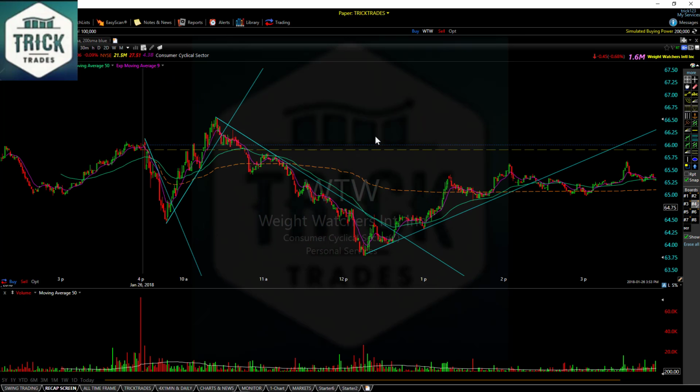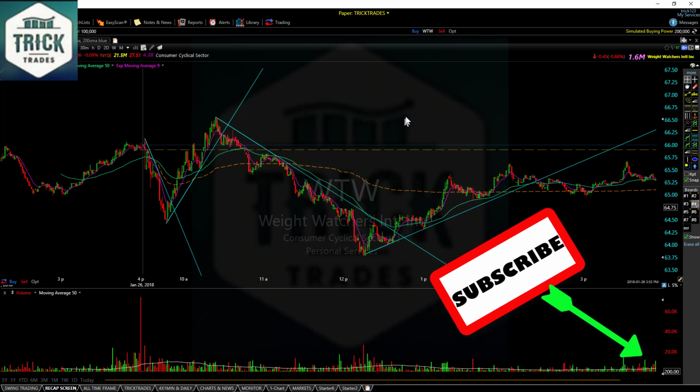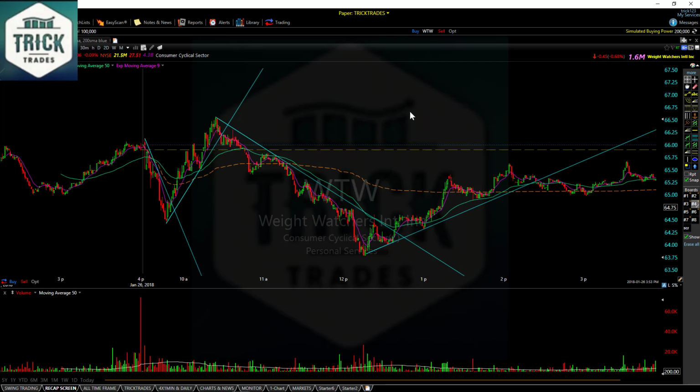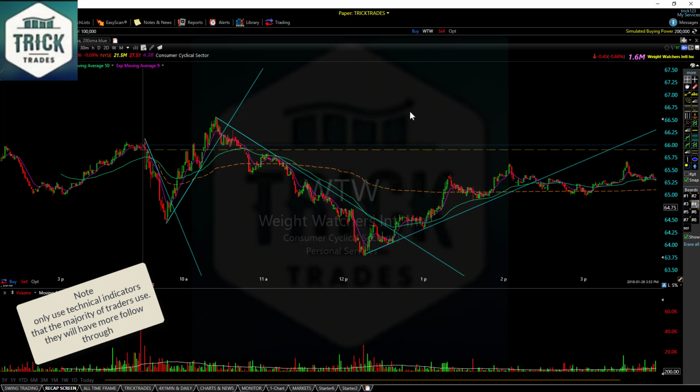The reason why they work so well is because whatever indicators or trend lines you're going to use, you need to make sure that it's something that the majority of traders use. That's why there are only certain moving averages that I use, and I use trend lines, because those are the indicators that the majority of professional day traders and even institutional traders will use, okay?